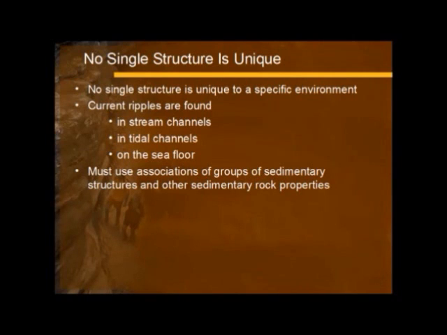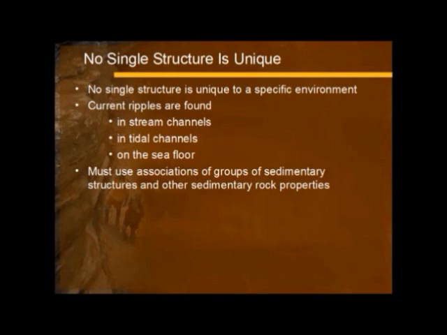It's not unique to a specified or specific environment. Current ripples, for example, can be found in stream channels, they can be found in tide channels, and they can be found on the sea floor. That is a variety of environments that you can find these things in. Doesn't really help. So what do we have to do?